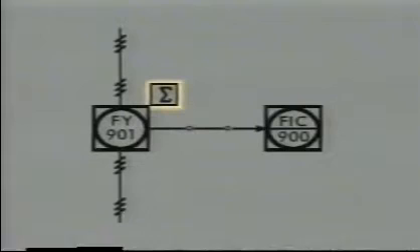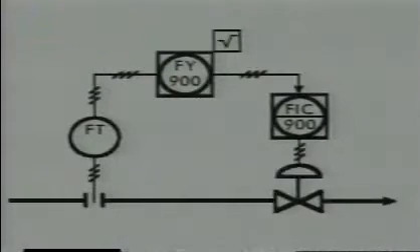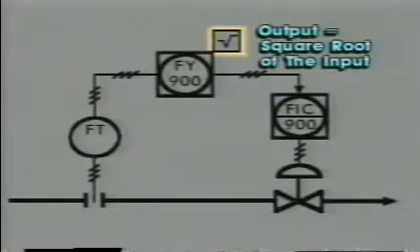Let's look at some of the types of function symbols that you may find on a diagram. This is the symbol for the summing function. This function indicates that the output will equal the algebraic sum of the inputs. Another function symbol frequently seen on instrumentation diagrams represents square root extraction. A square root function symbol, like the one we see here, indicates that the output signal is the square root of the input signal.